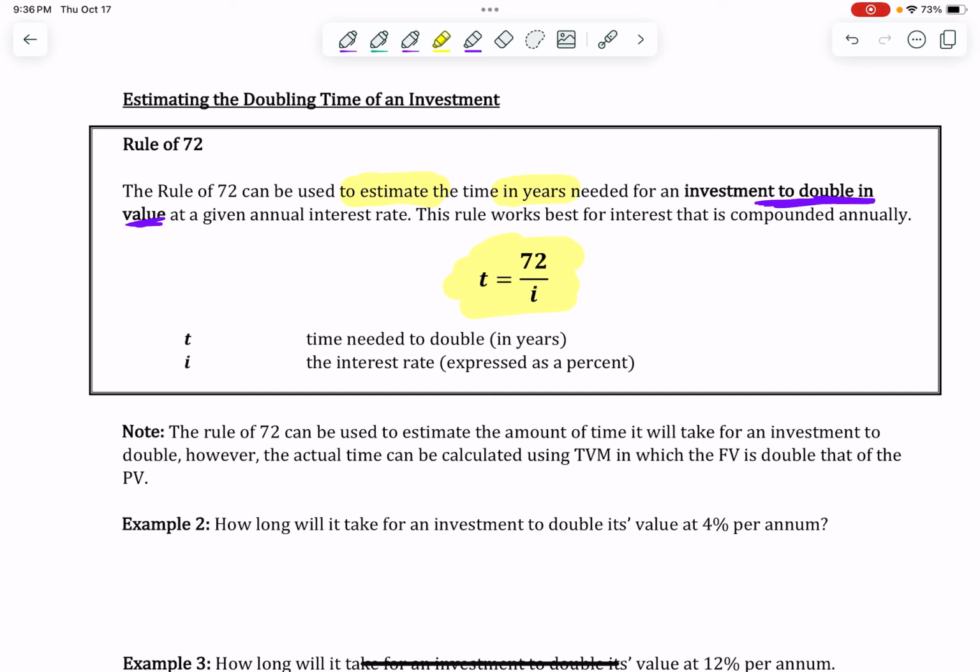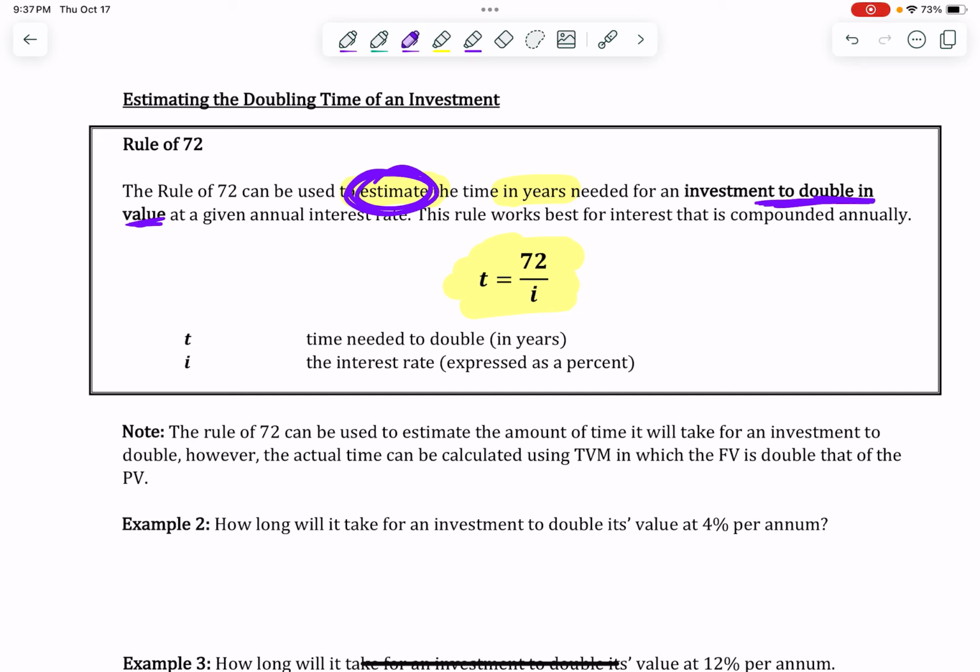A couple of things to keep in mind. The size of the investment doesn't matter in the estimation. Second of all, the word estimate is key here. The only way we can estimate in this unit is by using the Rule of 72. So if you see any question that says estimate, it's always going to be using the Rule of 72.